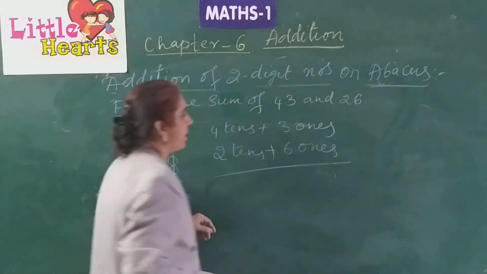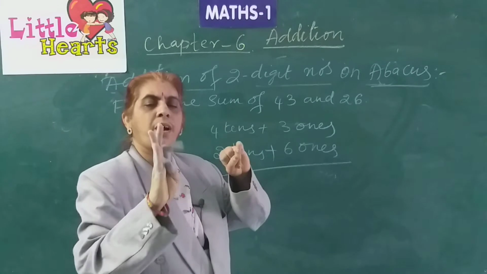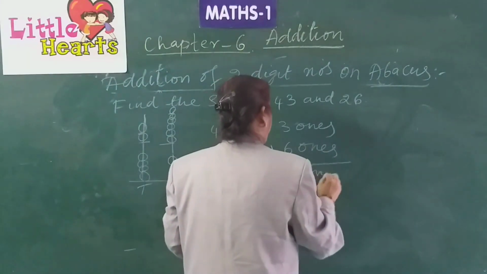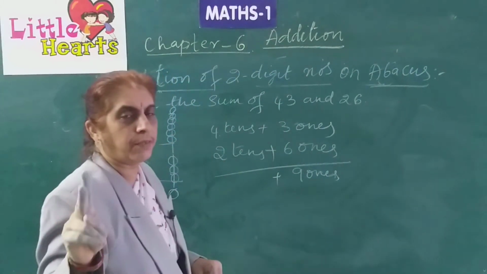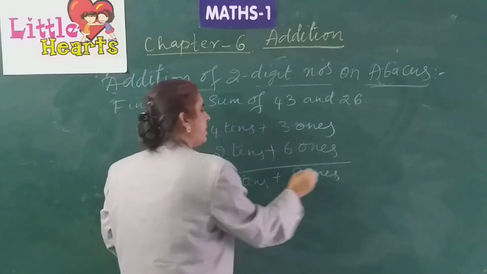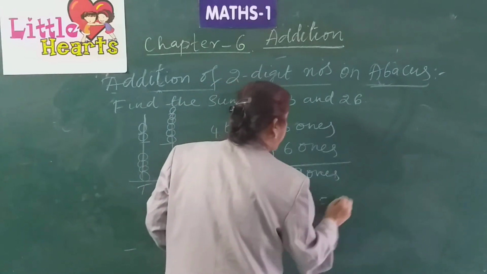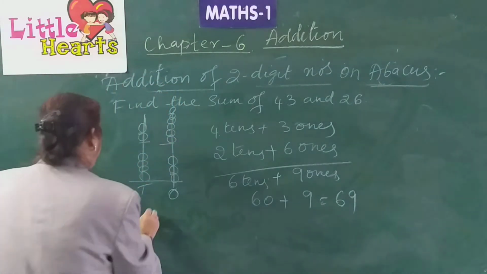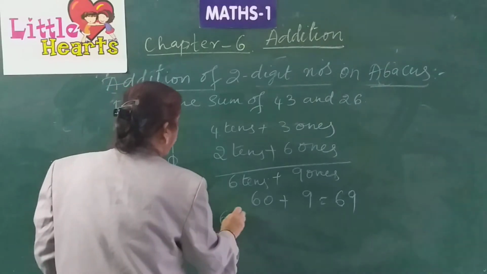6 plus 3 or 3 plus 6. 6 fingers count after 3: 4, 5, 6, 7, 8, 9. 9 ones. Plus 4 plus 2. 2 fingers after 4, 5, 6. 6 tens. 6 tens plus 9 ones. 6 tens is 60 plus 9 ones is 9. The answer is 69. So 43 plus 26 is equal to 69.